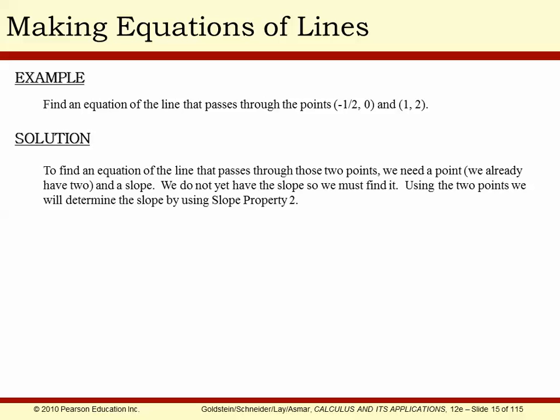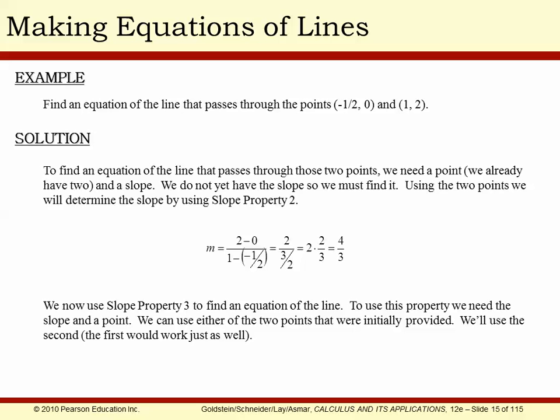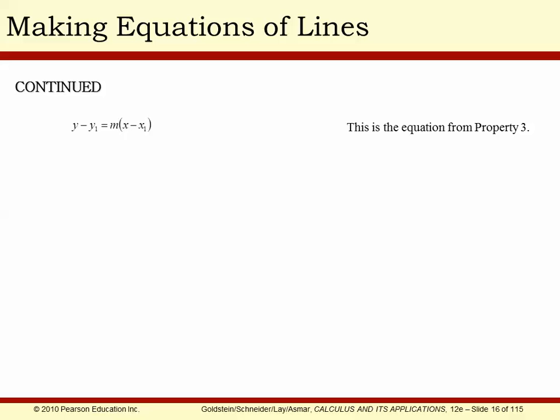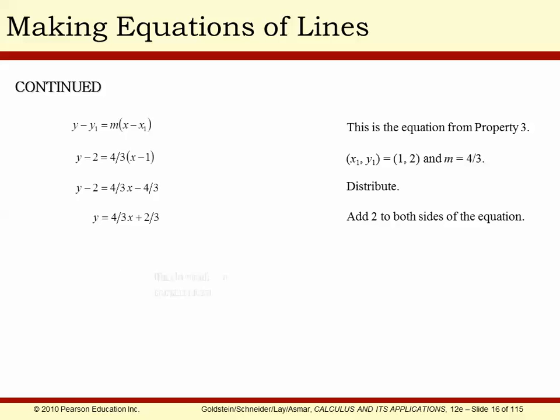So we're going to do the same thing here. They did the same thing we did, and they get a slope of 4/3, right? And then they use property 3 like we did, which is the point slope form of the line. They just pick one of the points. They picked the same point we did. They plug 2 in for y1 and 1 in for x1. Then they simplify, distribute, add 2 to both sides, and they're done. Okay? So any questions on what we just did here? All right.